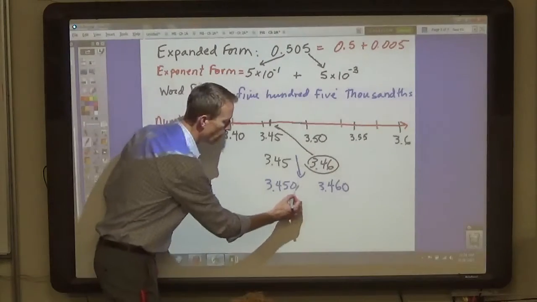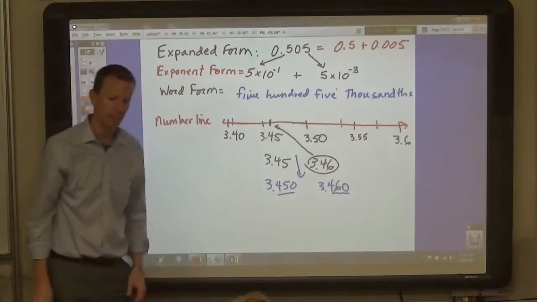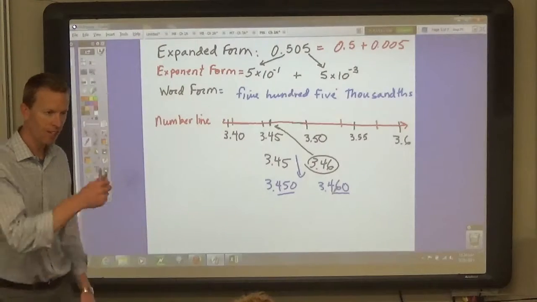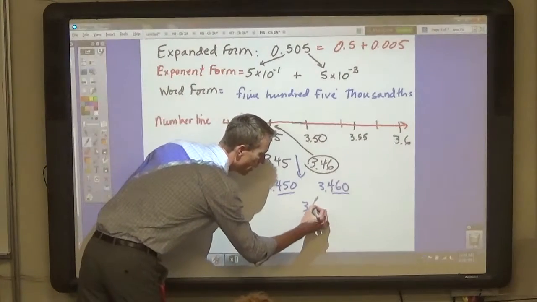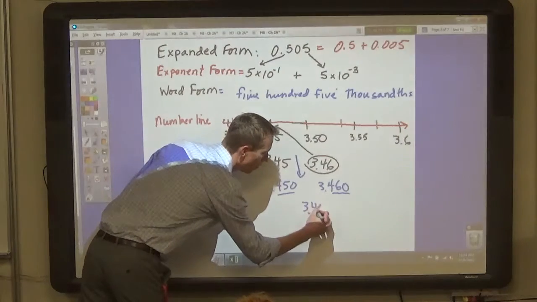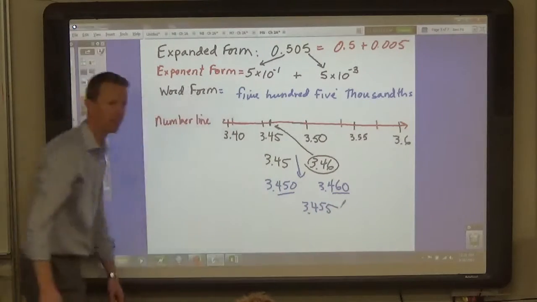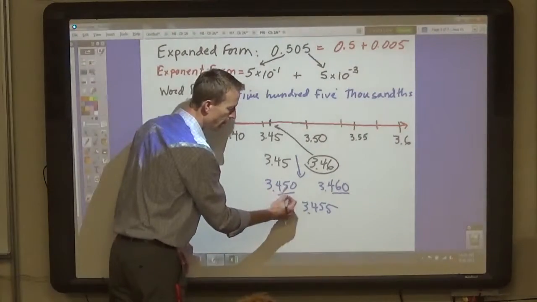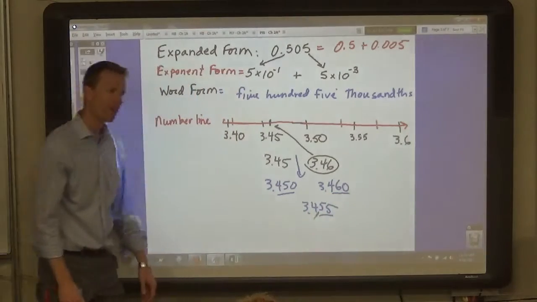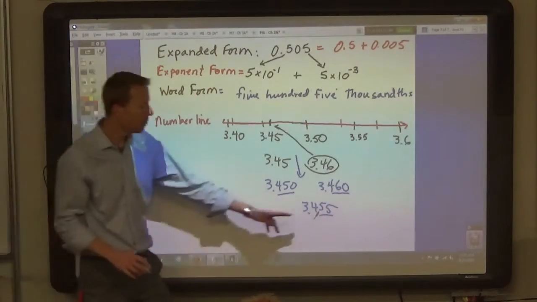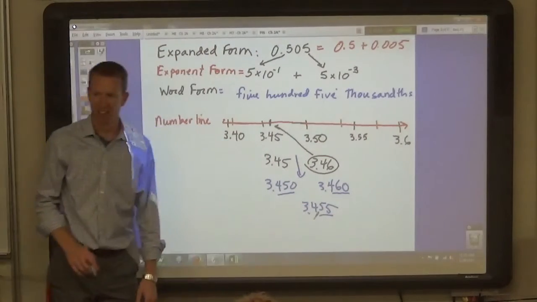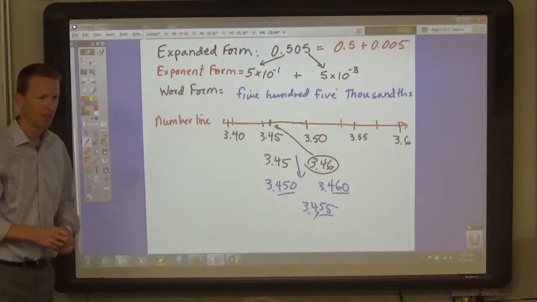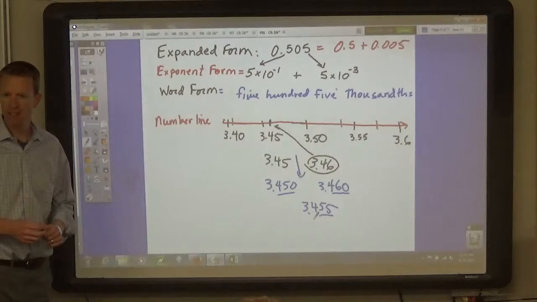Right, so now let's look at 450 and 460. And what comes between 450 and 460? Ariana? Yeah, so write 455. See, between 450 and 460 is 455. And we could keep adding 5s on the end if we needed to go between those. Right?